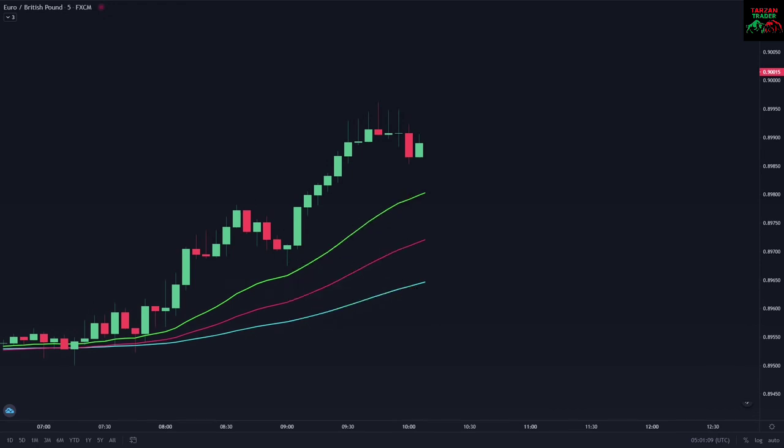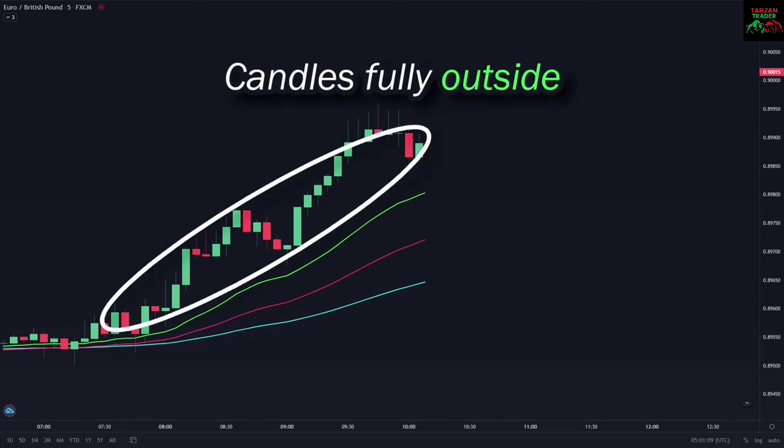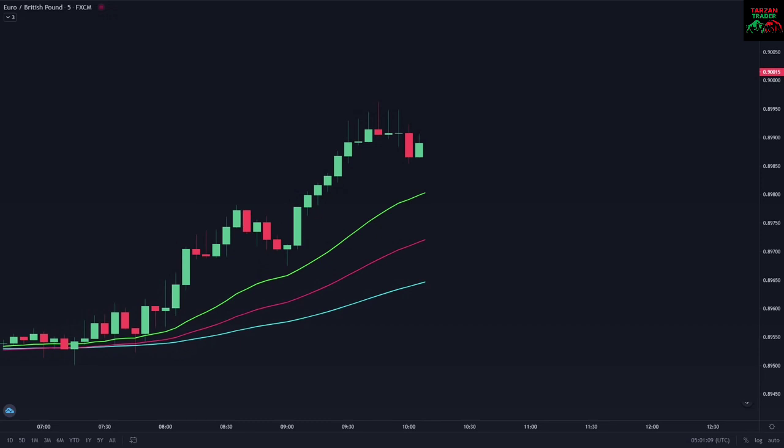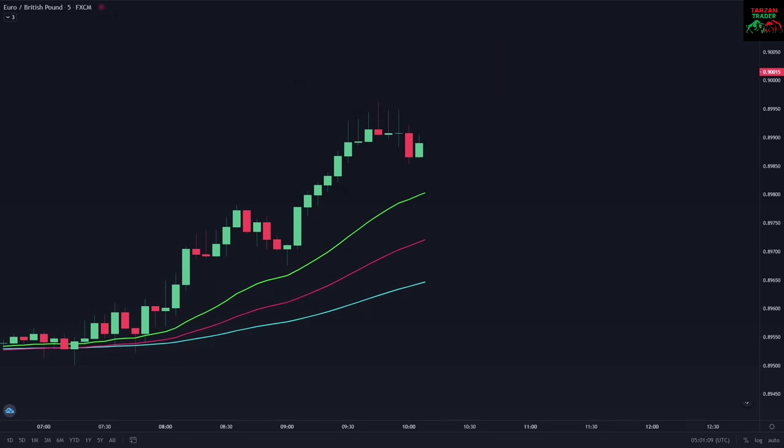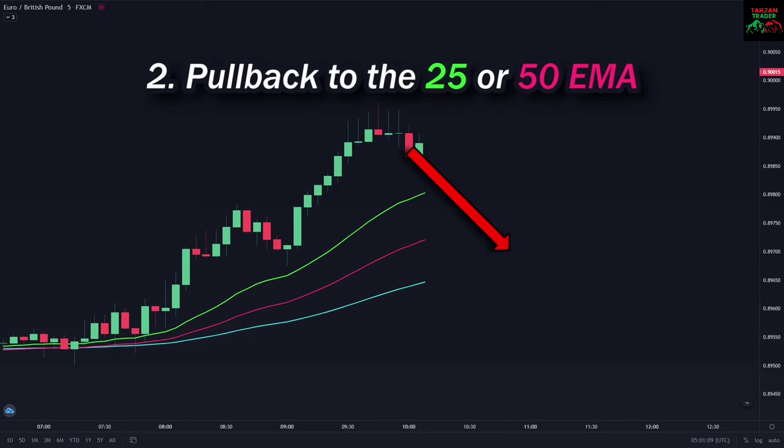The position of the candles is also important. You want to find a setup where the candles are fully outside of the 25 EMA like this. So, once you've identified the setup, the next step is finding our entry signal. Our entry signal will be when the price makes a pullback and closes below the 25 or 50 EMA. Let me show you what I mean.